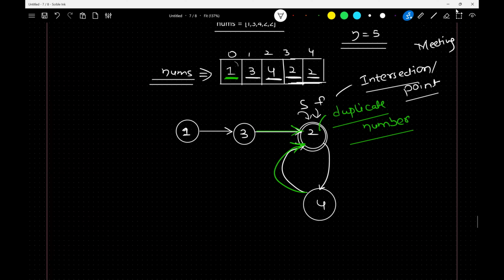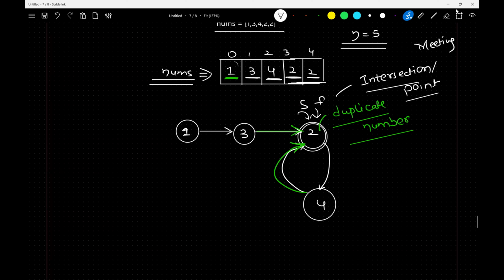Now, in this case, what I can do is I'll try to create 2 pointers. This algorithm is famous by the name of the tortoise and hare theory, or by the name of fast and slow pointer. Anything you can name it.